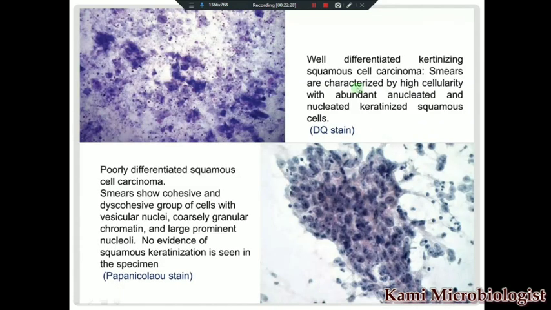Then we have DQ stain that shows well differentiated keratinized squamous cells. Carcinoma smears are characterized by high cellularity with abundant enucleated and nucleated keratinized squamous cells. This is the DQ stain. Poorly differentiated squamous cell carcinoma smears show cohesive and discohesive groups of cells with vesicular nuclei, coarsely granular chromatin and large prominent nucleoli. No evidence of squamous keratinization is seen in the specimen. So this is also the Pap stain, as you can see.